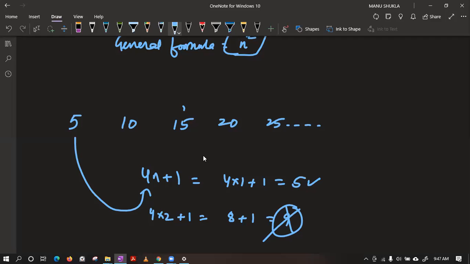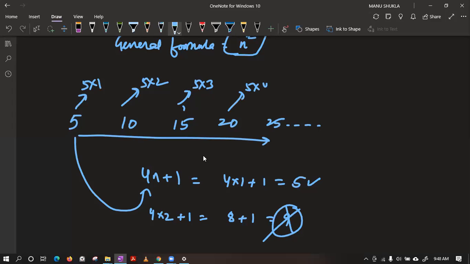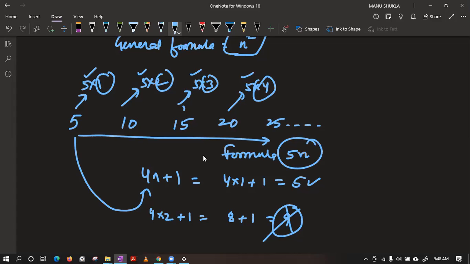Bani, correct. Karthik, 5n plus 1, wrong. The correct answer is only 5n, because this is the simple table of 5, multiples of 5. I can write this 5 as 5 into 1, this is 5 into 2, this is 5 into 3, this is 5 into 4. So the first term is constant 5, and 1, 2, 3, 4 is the variable. Hence the formula is 5 into n, or 5 into x, 5 into y, whatever you want to say. I hope it is clear to everyone.